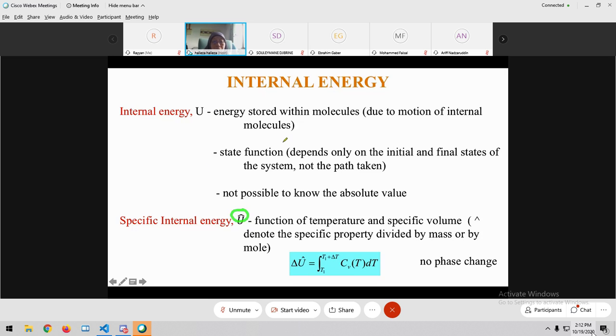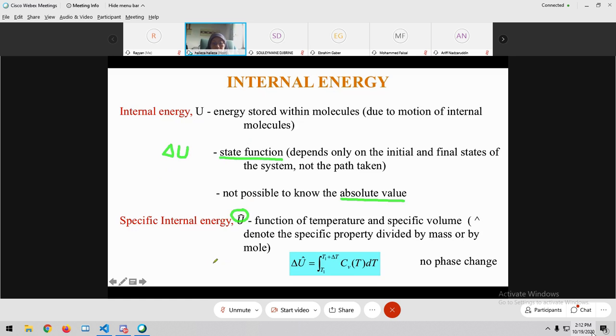So internal energy, as I mentioned yesterday, you don't have an absolute value. It's a state function. That means you cannot calculate it directly. You have to get a difference of internal energy. Okay? So how do you get the internal energy? You have to have a reference state. I mean, something to refer to. You have to refer to something and set it as zero. We will look at that later on.